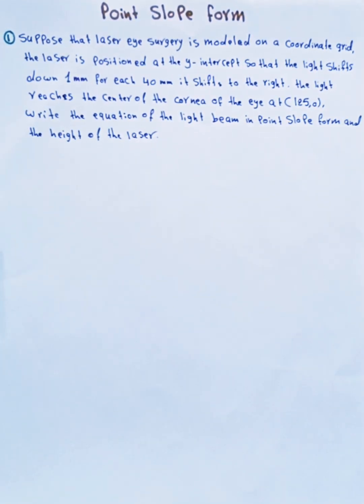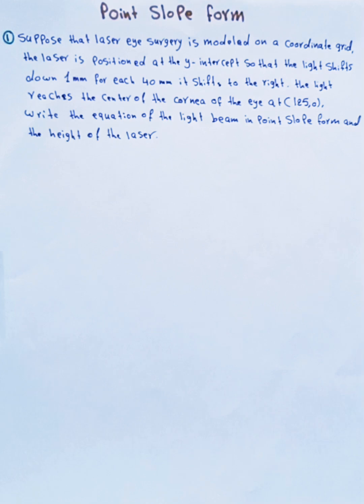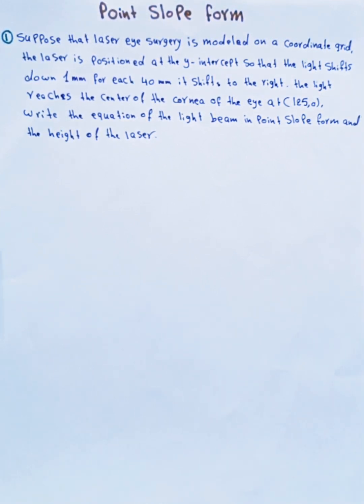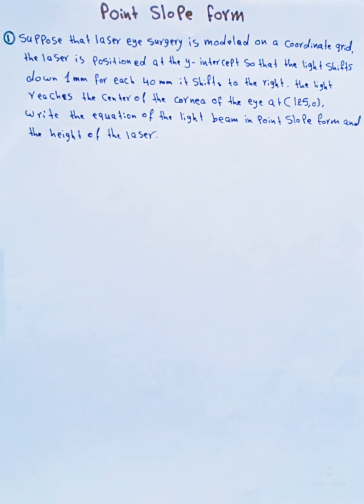After that, we have this example. Suppose that laser eye surgery is modeled on a coordinate grid. The laser is positioned at the y-intercept so that the light shifts down 1 millimeter for each 40 millimeters it shifts to the right. The light reaches the center of the cornea of the eye at 125, 0. Write the equation of the light beam in point slope form and find the height of the laser.